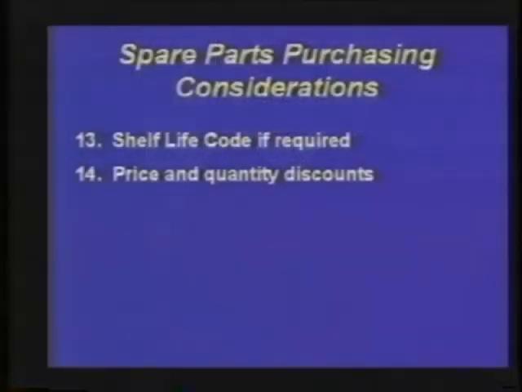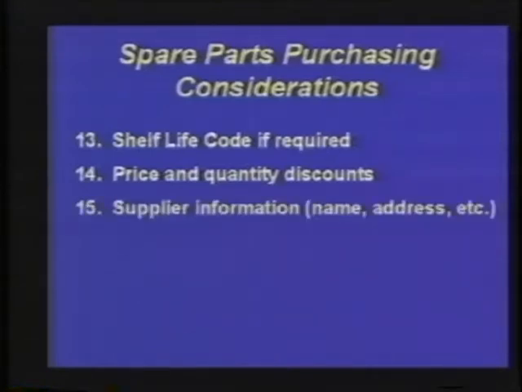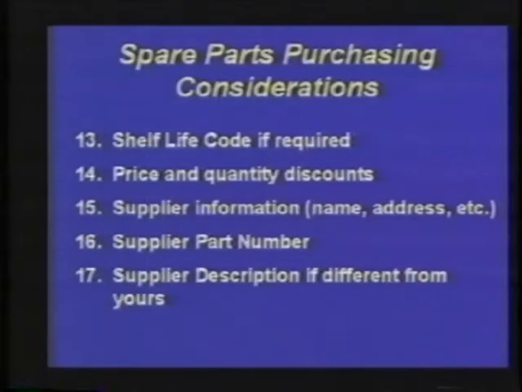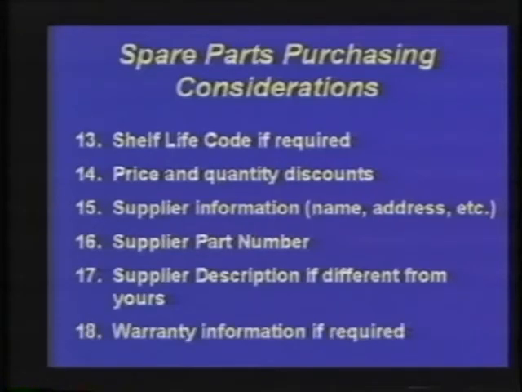Naturally, purchasing has to support price and quantity discounts, and the supplier information, the name and address, and all of the data that we've talked about before. Supplier part numbers should be used in the purchasing system as a cross-reference list, and in some rare cases, the supplier part number may be used in your own description, but not necessarily used as your own part number. Supplier description, if different from yours, and again, warranty information if required.